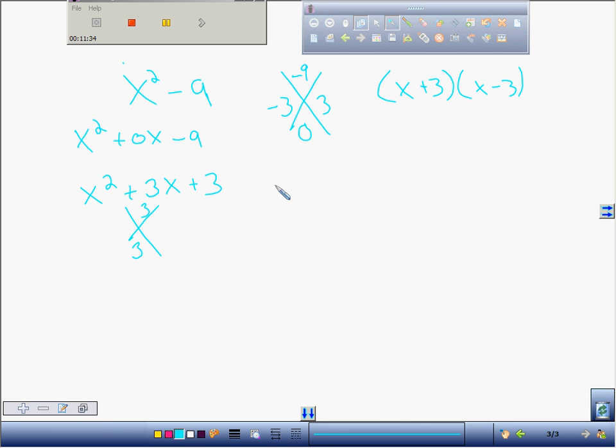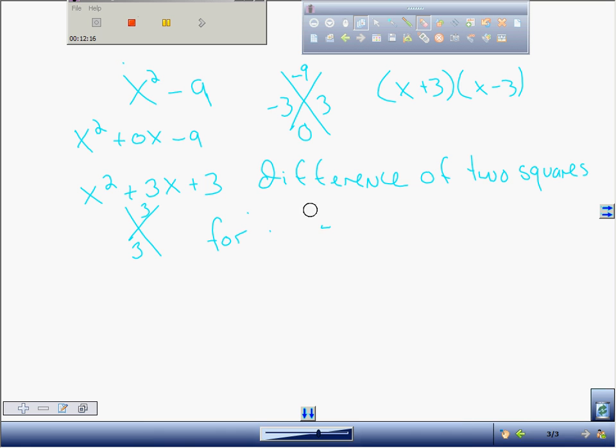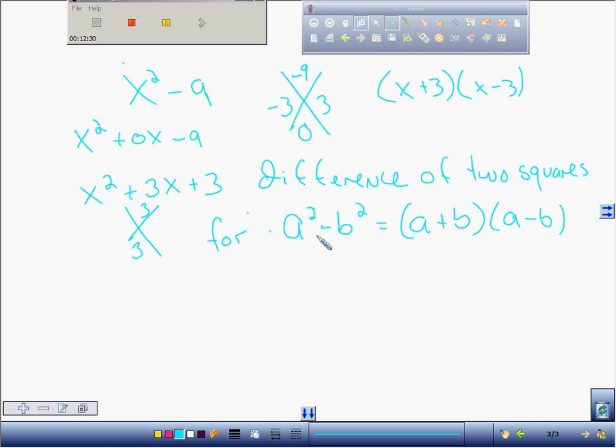And this is the pattern called the difference of two squares. For a squared minus b squared, this is equal to a plus b times a minus b. It only works if there's a minus sign there, not a plus sign.